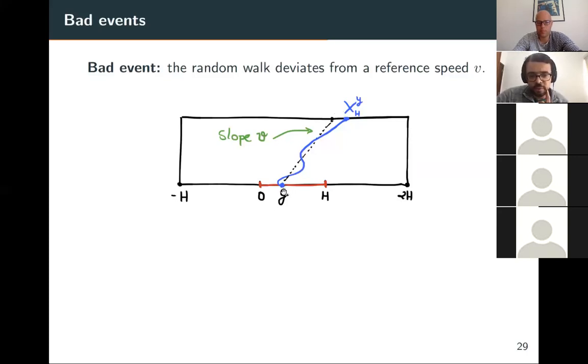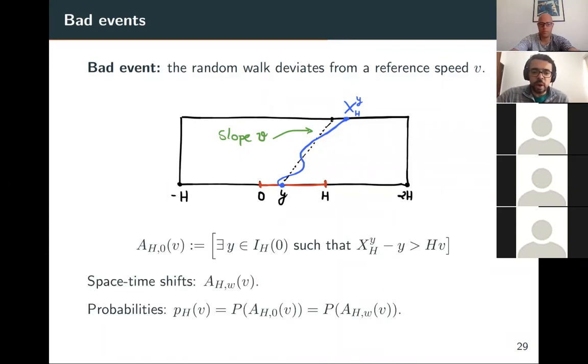So imagine that the bad event here is that there is one point y in this interval in the middle of the box in the bottom, such that if you start your random walk there using the graphical construction, then you're going to finish on the right of this line with slope v. Okay, so this is the bad event, it's a deviation above some speed v.